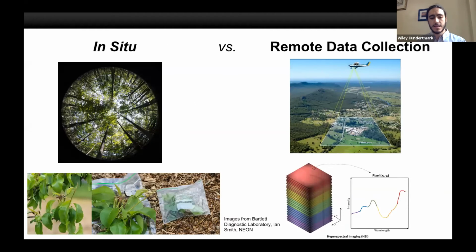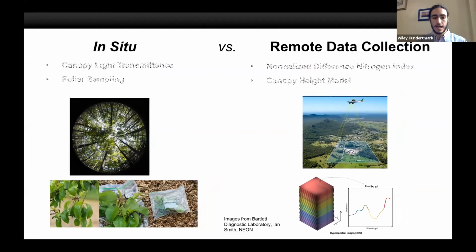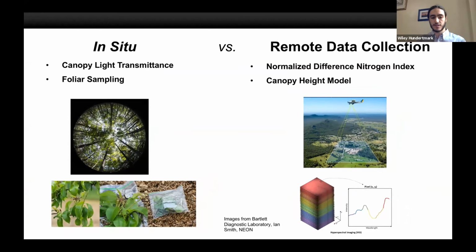And what I mean by this is that we collected two different types of data over the course of last summer. One was in situ, which is where someone actually physically goes out into the field and collects data. On the top here, we have canopy light transmittance, which is a camera that's placed in the forest and pointed upwards. Based on the amount of light coming through the canopy, you can tell how dense the vegetation is. And on the bottom, we have foliar sampling, which is where someone goes out into the woods and collects leaves from trees and then takes them back to a lab and processes them for carbon and nitrogen content.